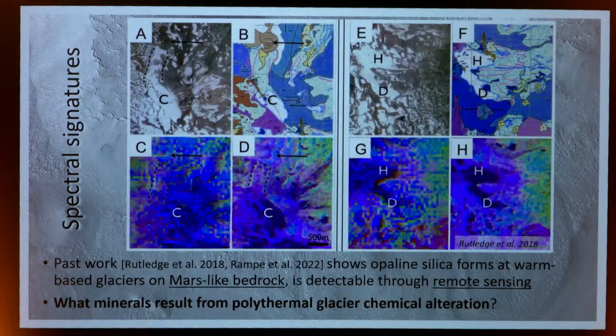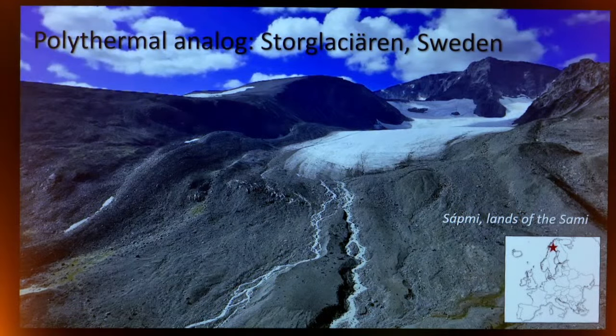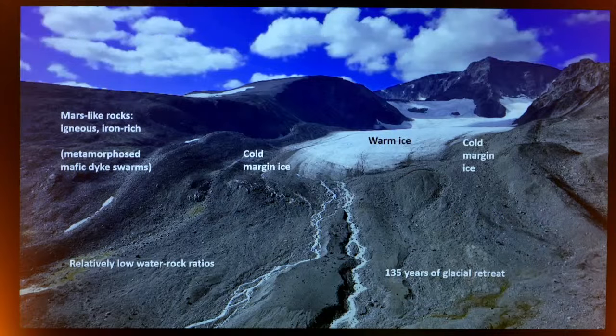So my question here is, when you go to polythermal glaciers, what can we see? What can we detect with remote sensing and ground-based methods? To test this, we went to a polythermal glacier called Storglaciären in Arctic Sweden. It's marked on the map right there. And this is in a region called Sápmi, which is the traditional lands of the Sami people. Here you can see Storglaciären, which is Swedish for the Great Glacier.